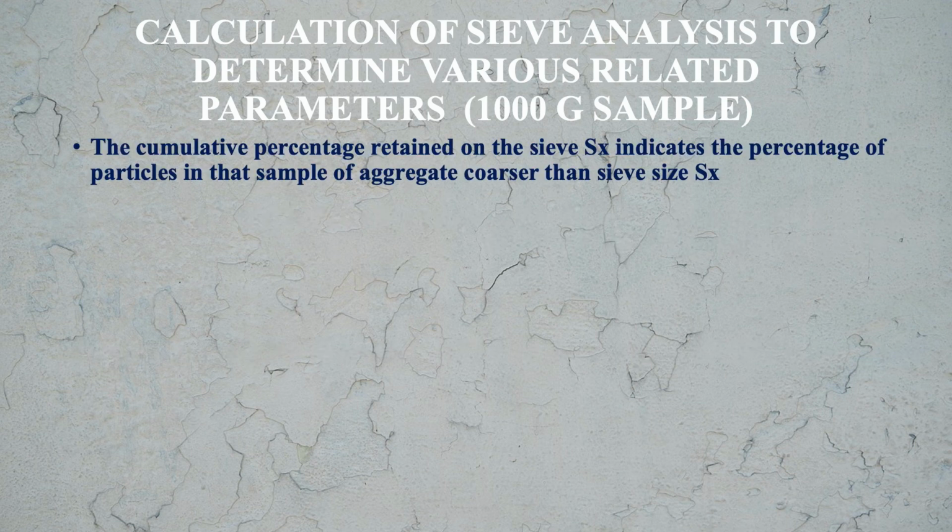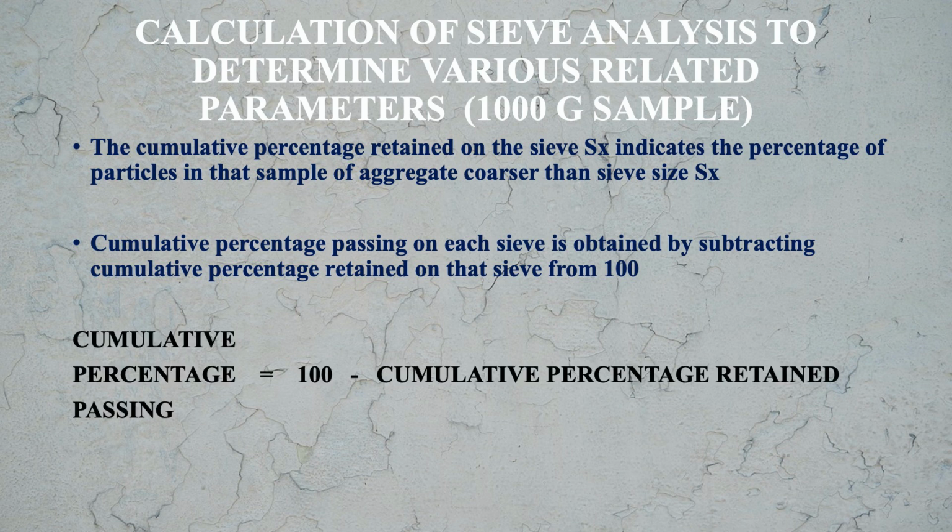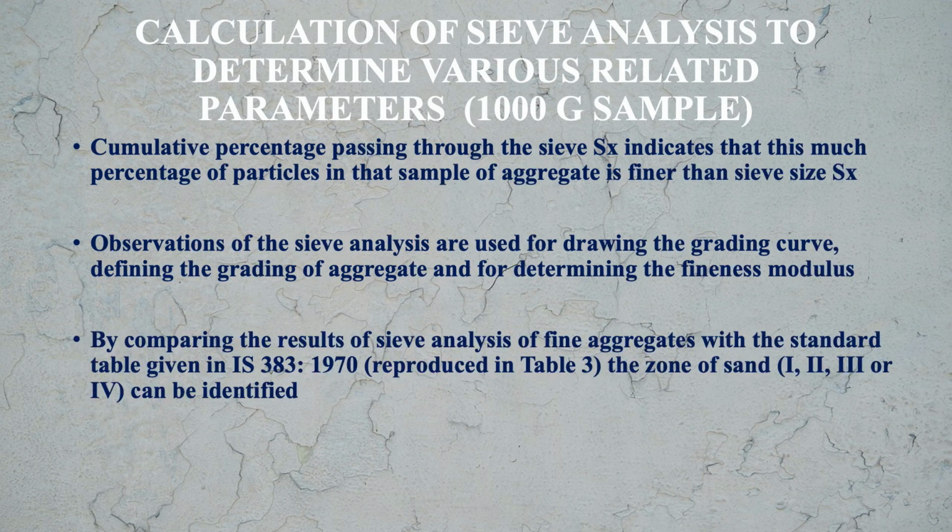The cumulative percentage retained on the sieve SX indicates the percentage of particles in that sample of aggregate coarser than sieve size SX. Cumulative percentage passing on each sieve is obtained by subtracting cumulative percentage retained on that sieve from 100, as I told you. So the cumulative percentage passing is equal to 100 minus cumulative percentage retained. The cumulative percentage passing through the sieve SX indicates that this much percentage of particles in that sample of aggregate is finer than sieve size SX.